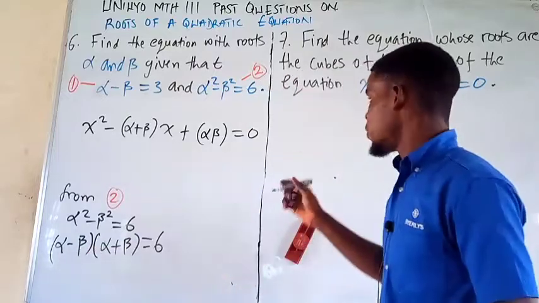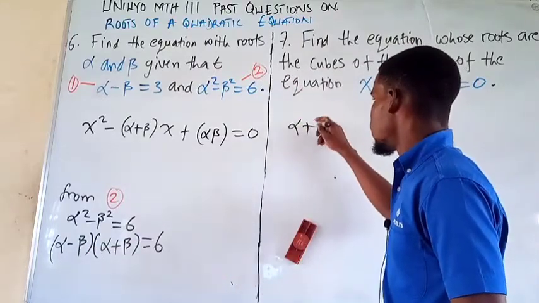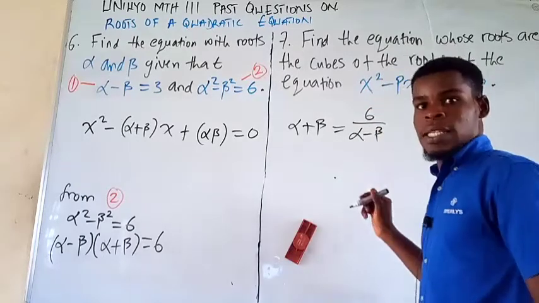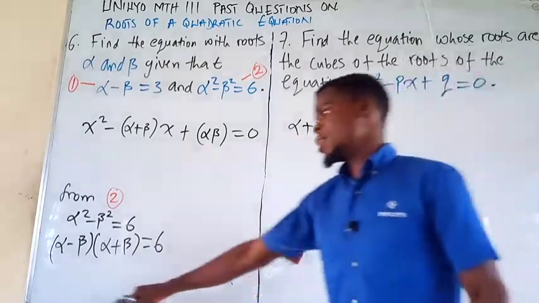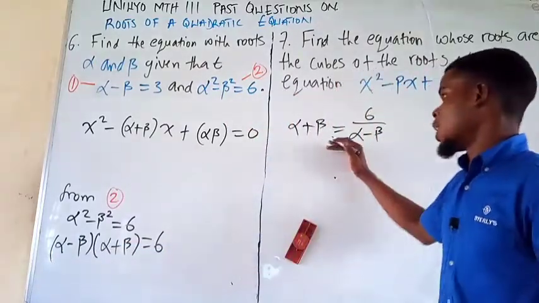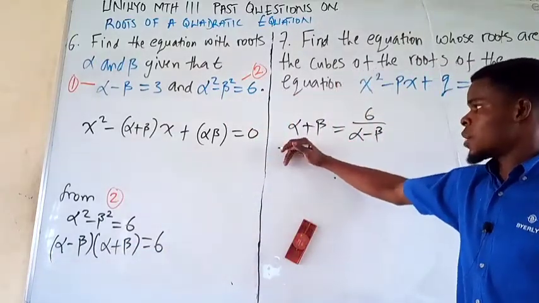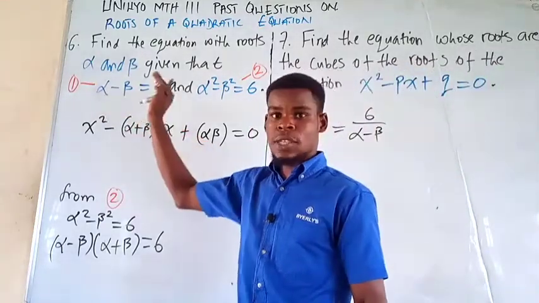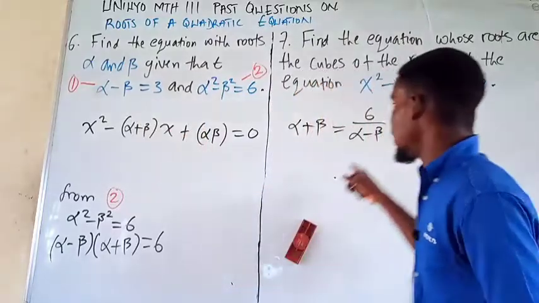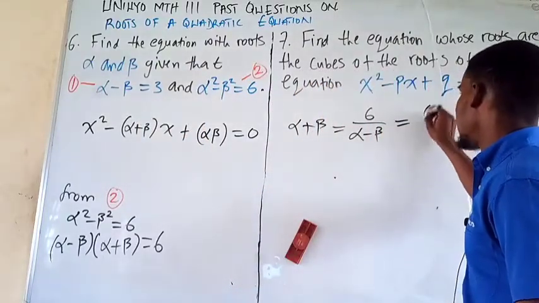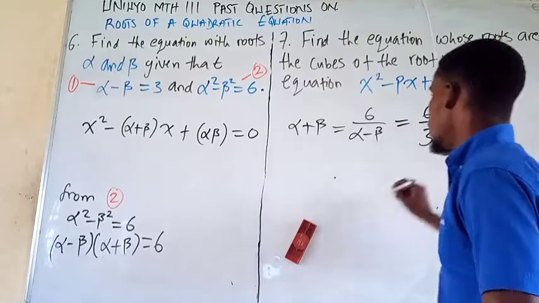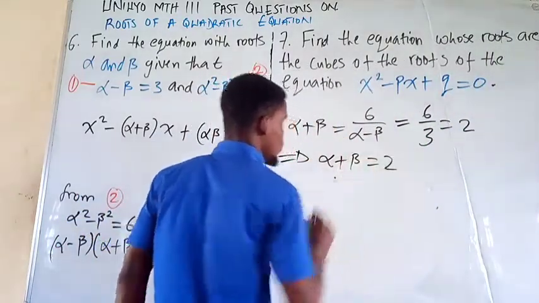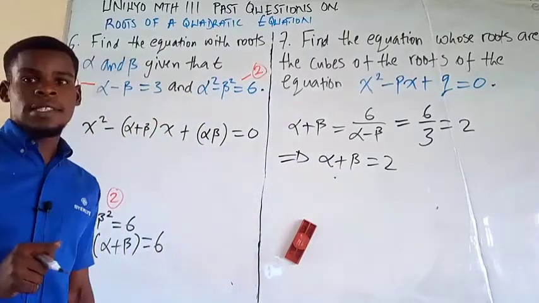So from there I can simply say that alpha plus beta will give us 6 divided by alpha minus beta, by just dividing both sides by alpha minus beta. So on the left hand side, we just have alpha plus beta. Now, from equation 1, we see that alpha minus beta is equal to 3. So we're just going to substitute 3 in place of alpha minus beta, and we have 6 divided by 3, which is just 2. So this means that alpha plus beta is equal to 2. And that's very nice.